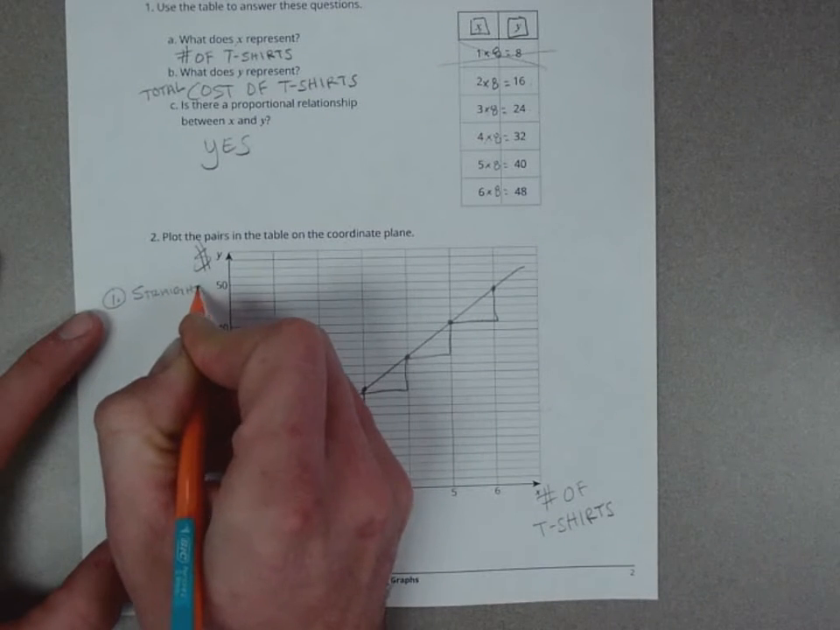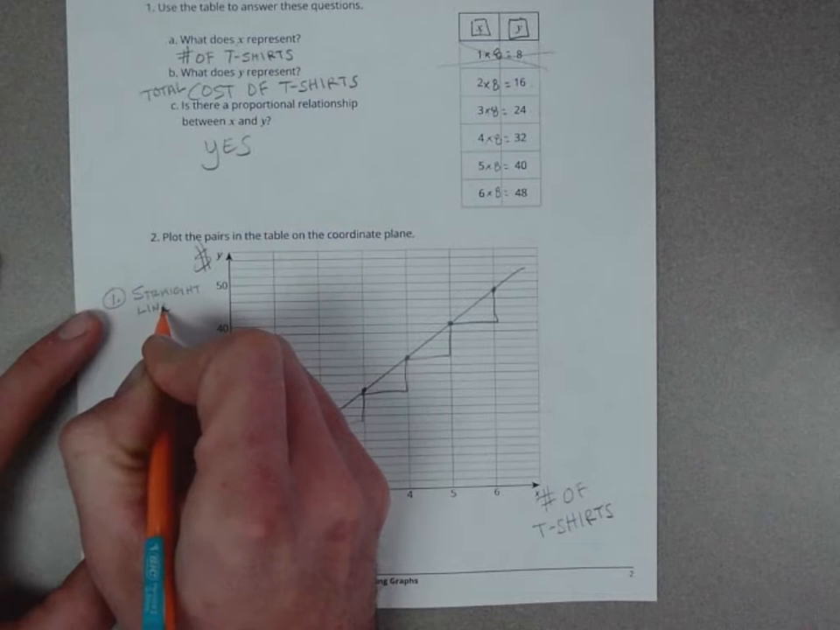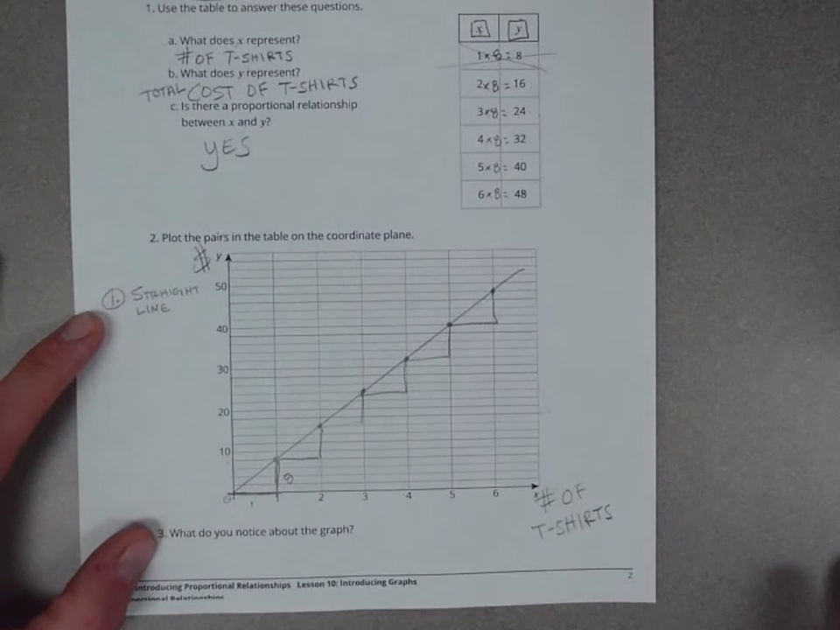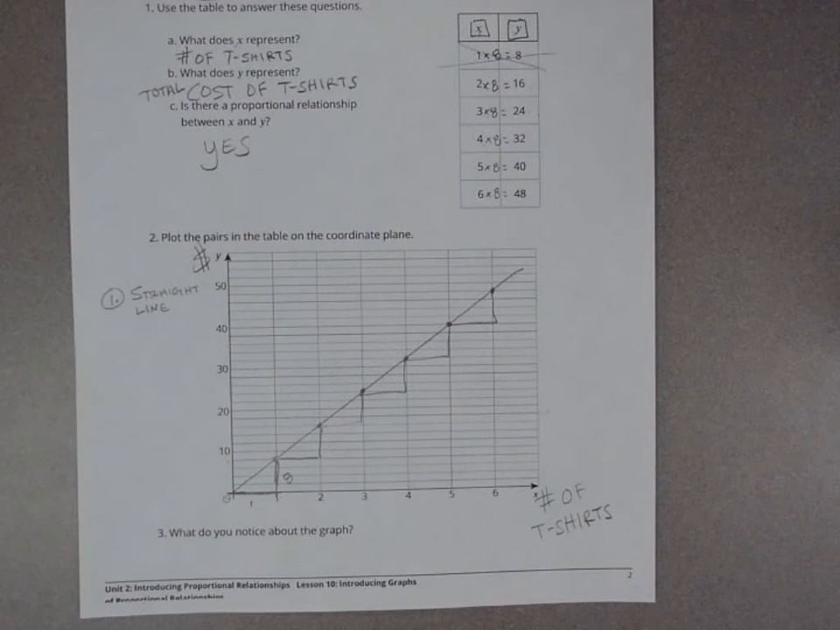Straight line. If it doesn't have a straight line, it's not a proportional relationship. What's something else you notice, Nora? Well, what you drew, it's kind of like a staircase. It is kind of like a staircase, and staircases are just like this.